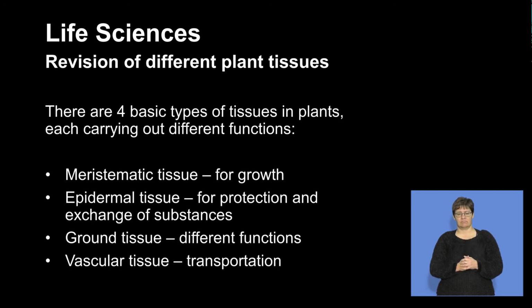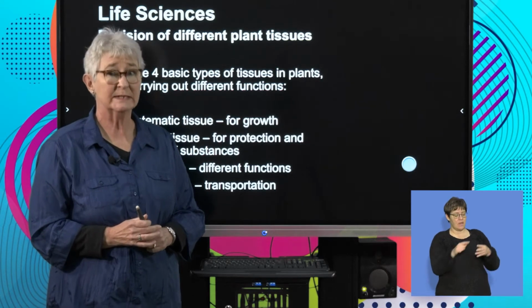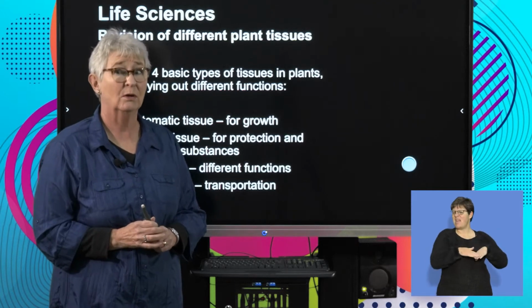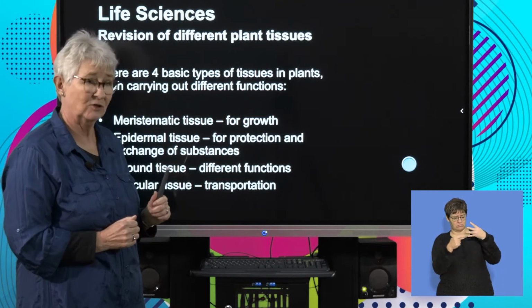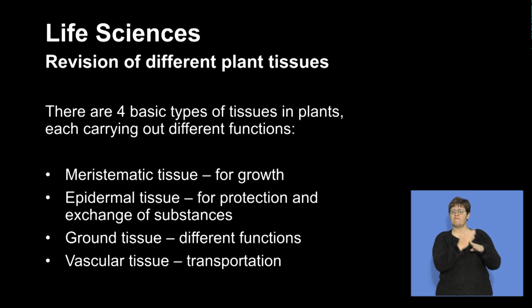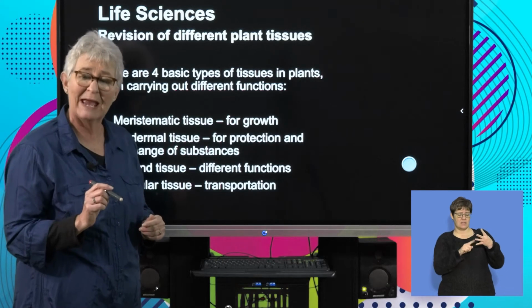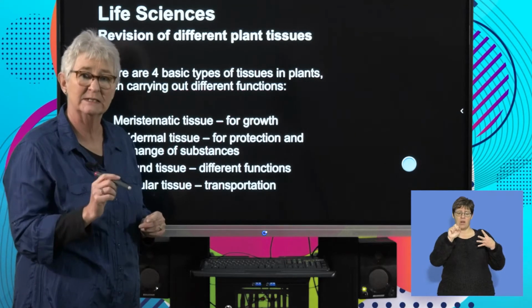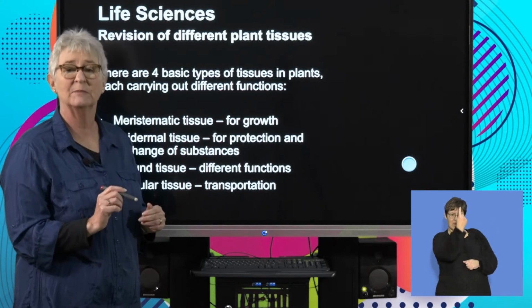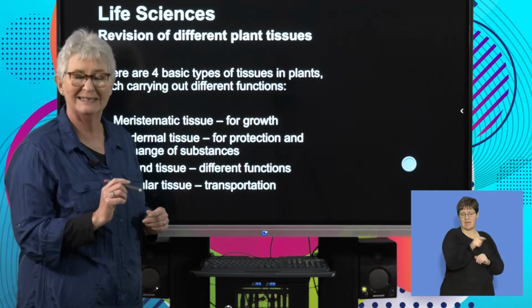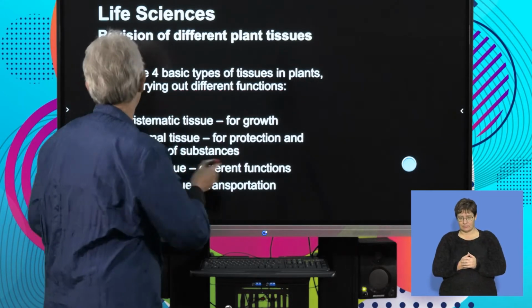As a revision, there are 4 basic types of plant tissue, and they all have different functions. And we're going to be looking at meristematic tissue, epidermal tissue, ground tissue, and vascular tissue. And remember, if you're given a drawing or a photograph of each of these different types of tissues, you have to be able to identify each of them.